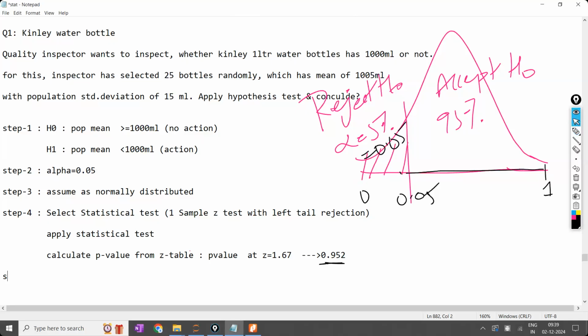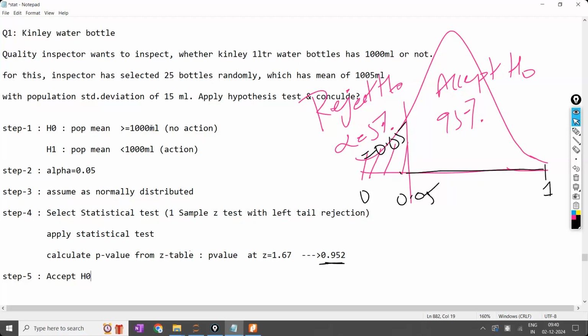Now what is step 5 we have to conclude? Step 5 is whether to accept null hypothesis or reject null hypothesis. Accept null hypothesis. So when I accept the null hypothesis, the mean value is going to be more than 1000 ml. So whether this inspector is going to take any action on the company or no action, he is not going to take any action. There is no evidence to prove that the mean value is less than 1000 ml. So he is not going to take any kind of action on them, and simply he will leave that company without taking any kind of action.